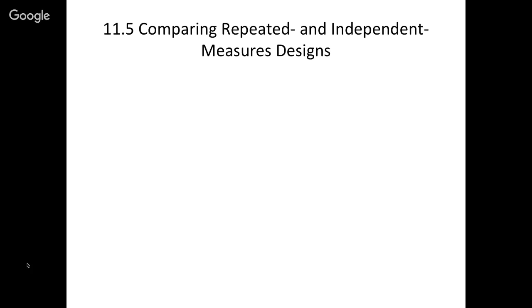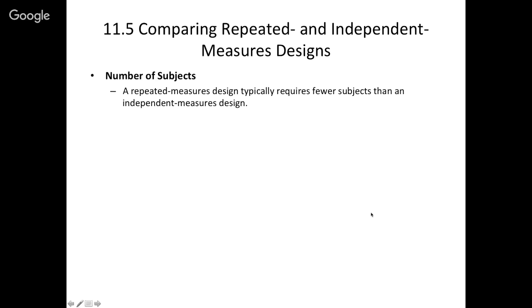So the last part, let's compare the repeated measures and independent measures t-test. Here, the number of subjects we need for the two different designs is different, right? In the repeated measures study, we have one group of subjects participating in both of the treatment conditions. So we need fewer subjects than an independent measures design, just half of the sample size.